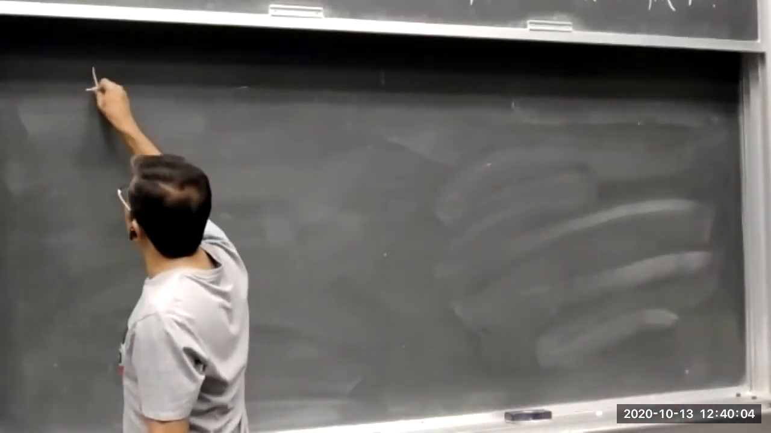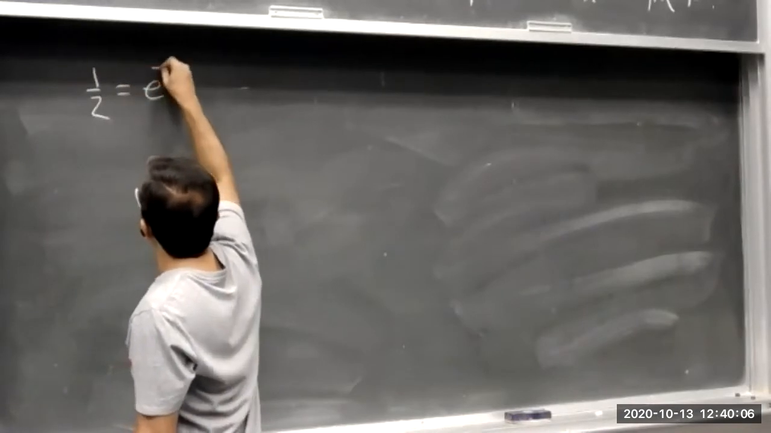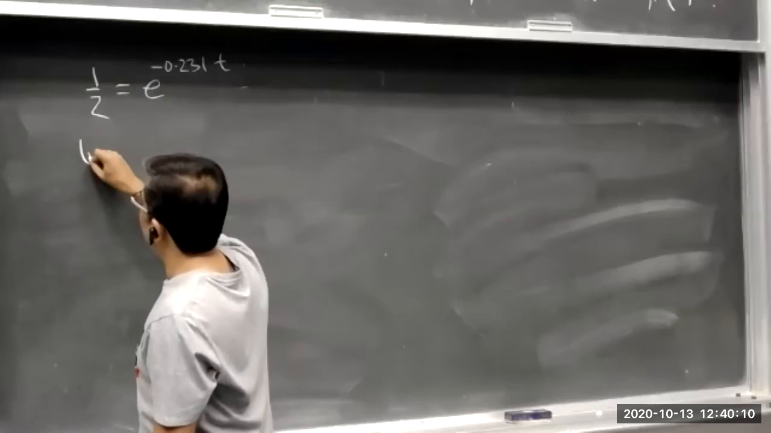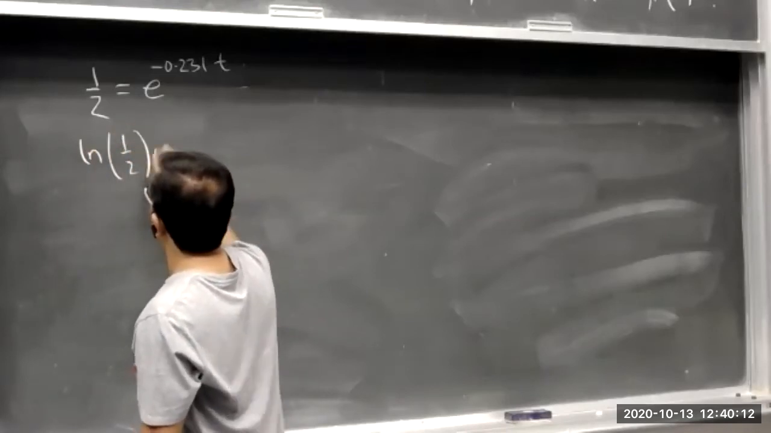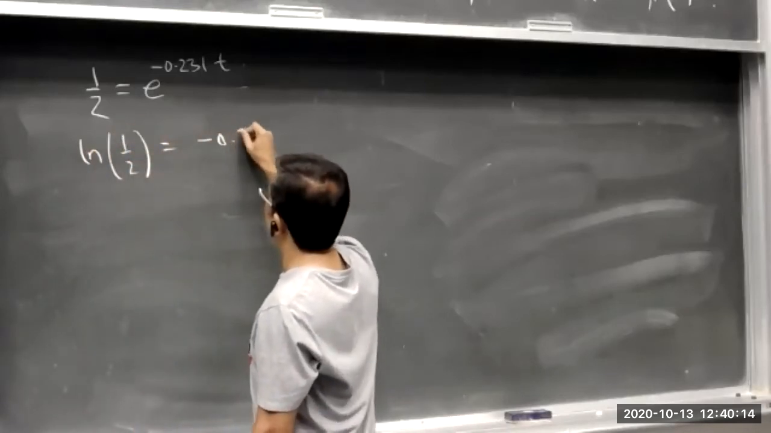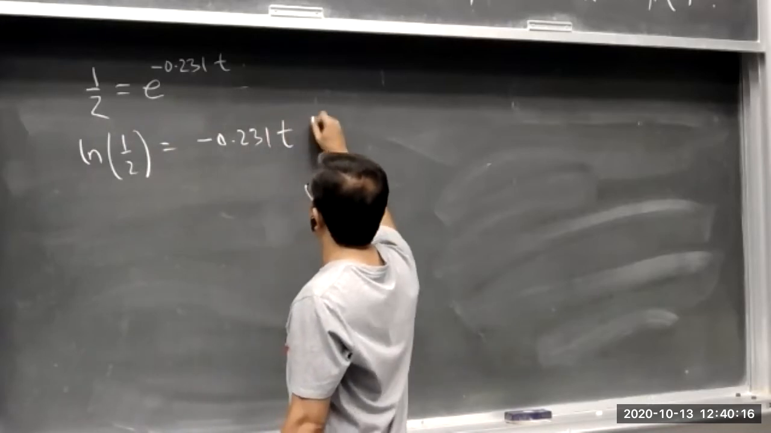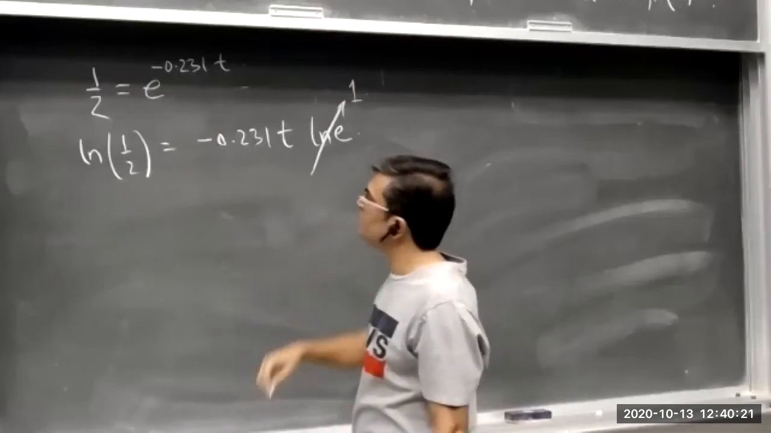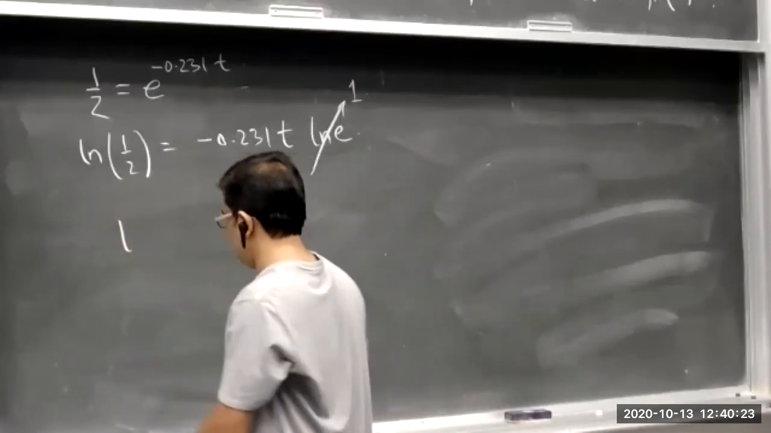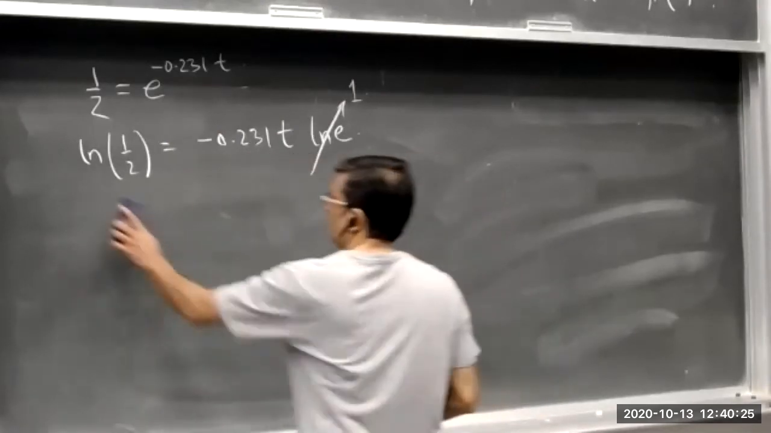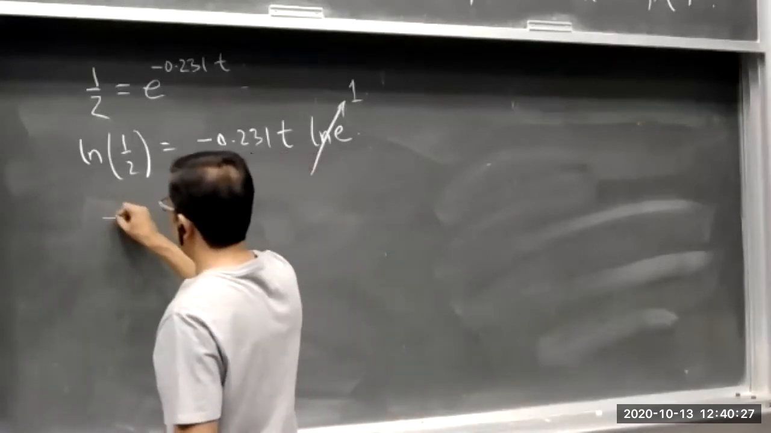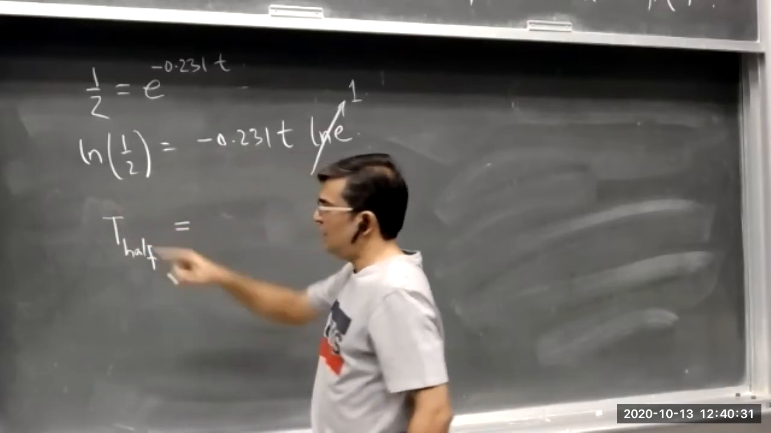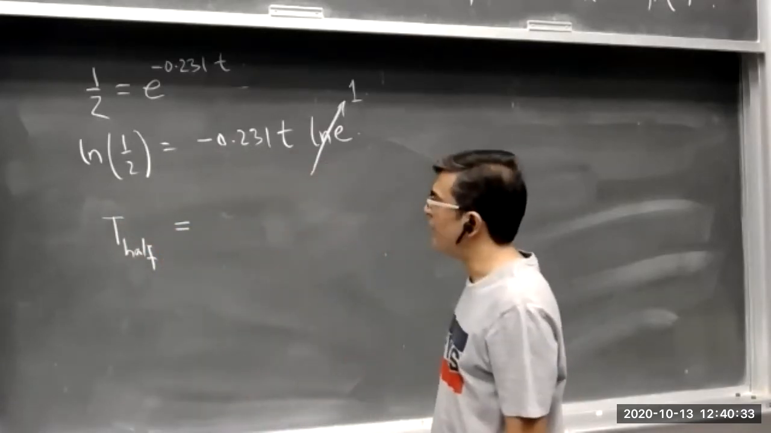Now, 1 by 2 equals e raised to the power negative 0.231 t. Taking natural log on both sides, you can say that this is negative 0.231 t times natural log of e. What is natural log of e? It is 1, and we can compute t. Let us change the notation a little and call it t half. So it is the mean half time, or you can say half life.